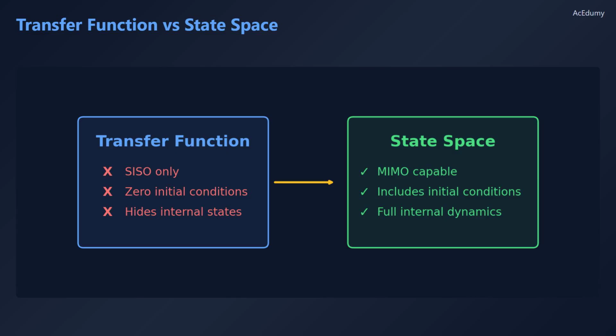So far, we have used transfer functions to describe systems. Transfer functions work well, but they have limitations. They assume zero initial conditions, they only handle single input, single output systems, and they hide internal dynamics. State space fixes all of these. It can handle multiple inputs and outputs, it includes initial conditions, and most importantly, the state vector captures the full internal memory of the system.